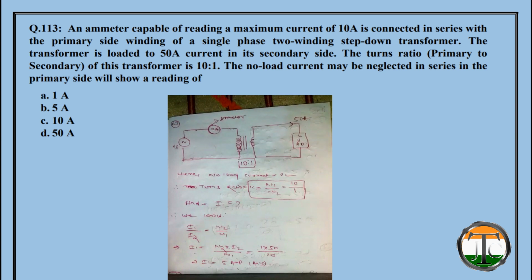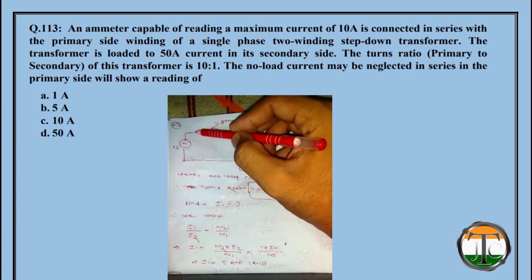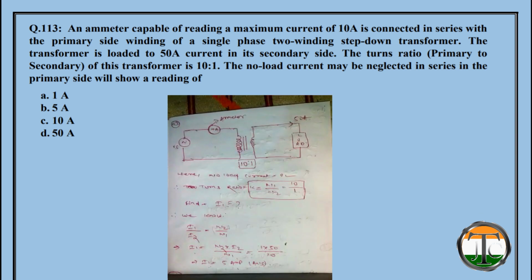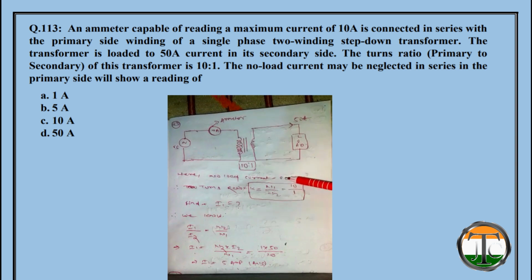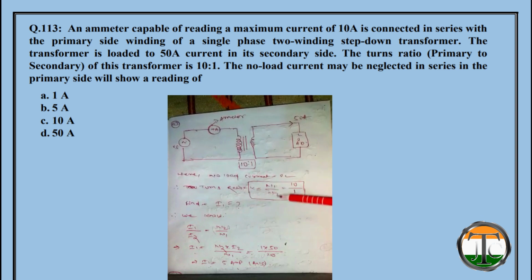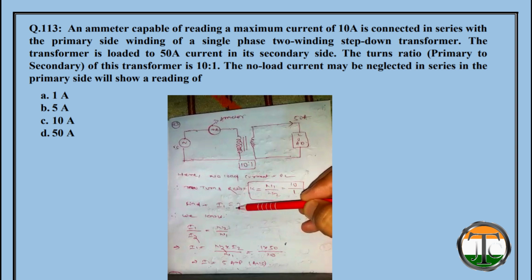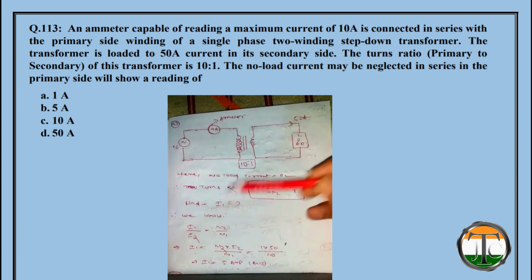You are asked to find the total current drawn from the source, that is, to calculate the primary current. How to calculate the primary current? First, the no load current will be 0, so turns ratio K is equal to N1 by N2, that is equal to 10/1. Then find I1, the primary current. We know the formula I1 by I2 is equal to N2 by N1. Here I2, N2 and N1 are given, so we can easily find the I1 value. How do we find the I1 value?